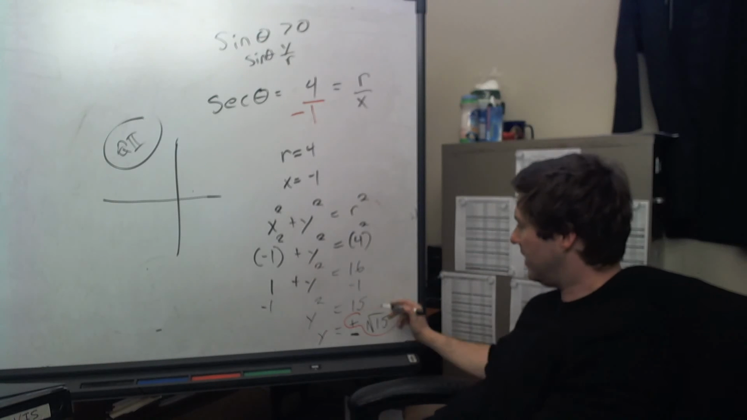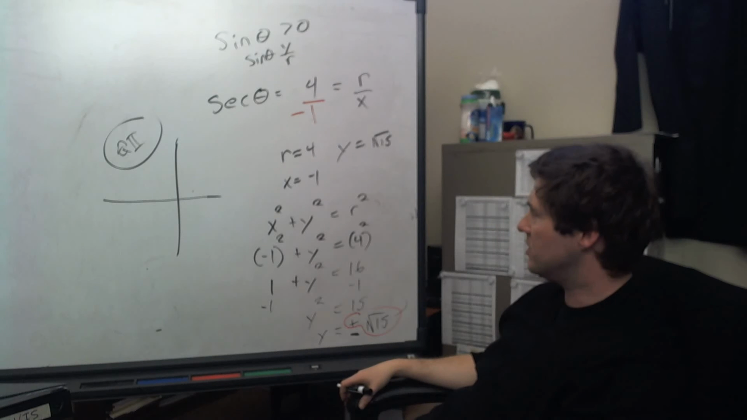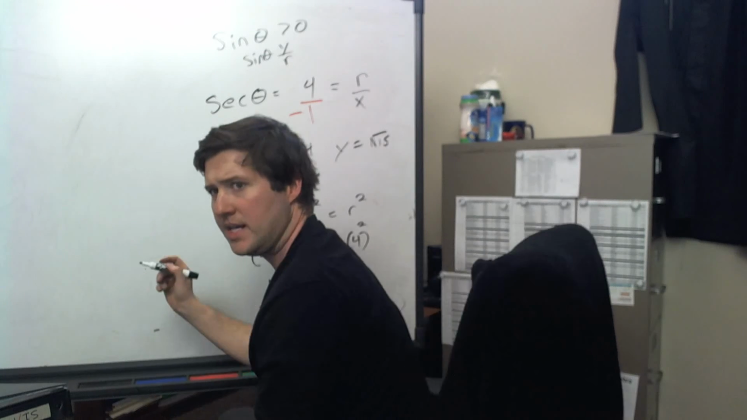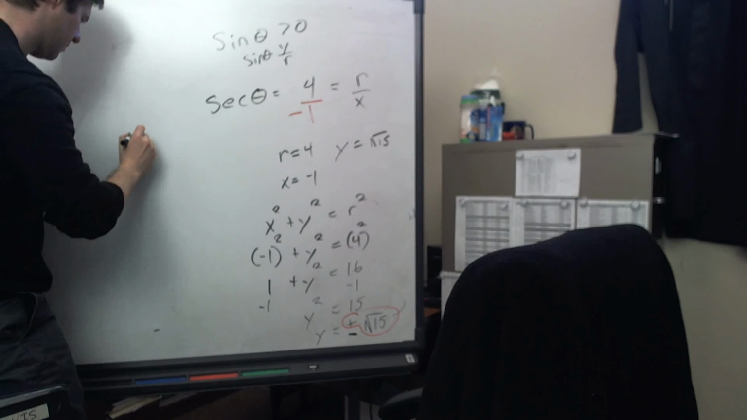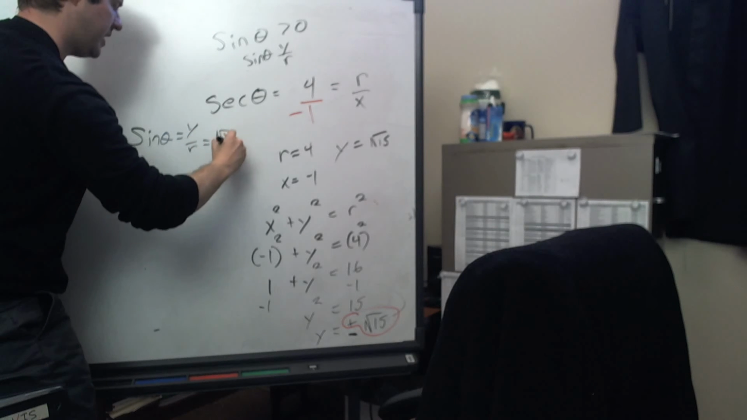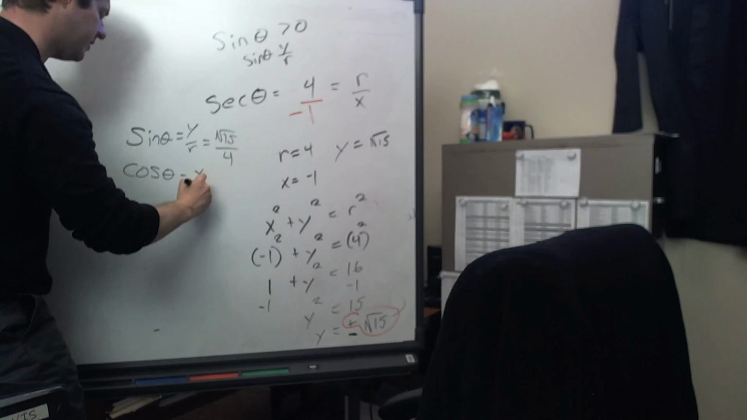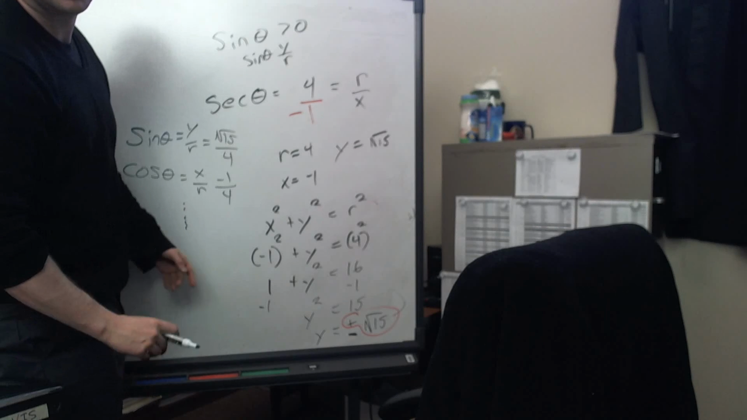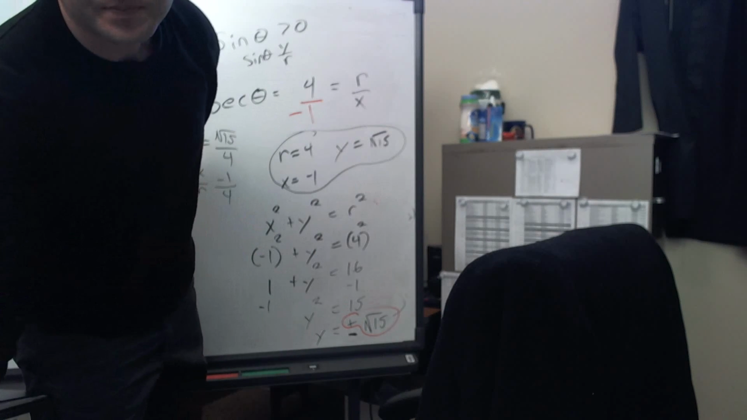So now that we've got our y value, I'll add to my little list here. y is positive square root of 15. Now I can find each of those trig functions really simply using the definitions. Right? Sine is y over r, so that's square root of 15 over 4. Cosine is x over r, so that's negative 1 over 4, and so on. I'm not going to write out all of these because we've done all the hard work. Once we identify these three, then the rest of them just fall into place.